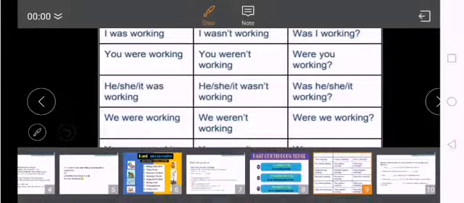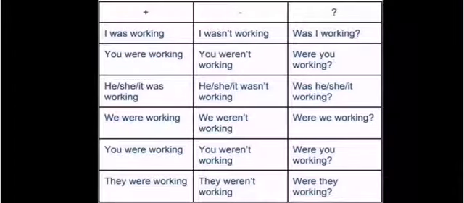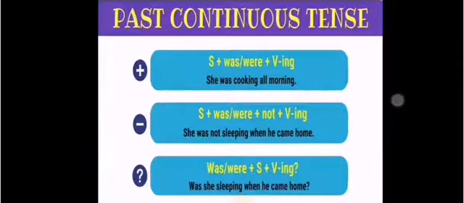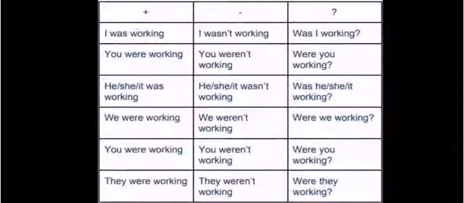Okay, so for the affirmative, زي ما حكينا: I was working. كيف نحولها للنيجاتيف؟ I wasn't working. Question: was I working؟ Okay, you were working، أنت كنت تعمل.